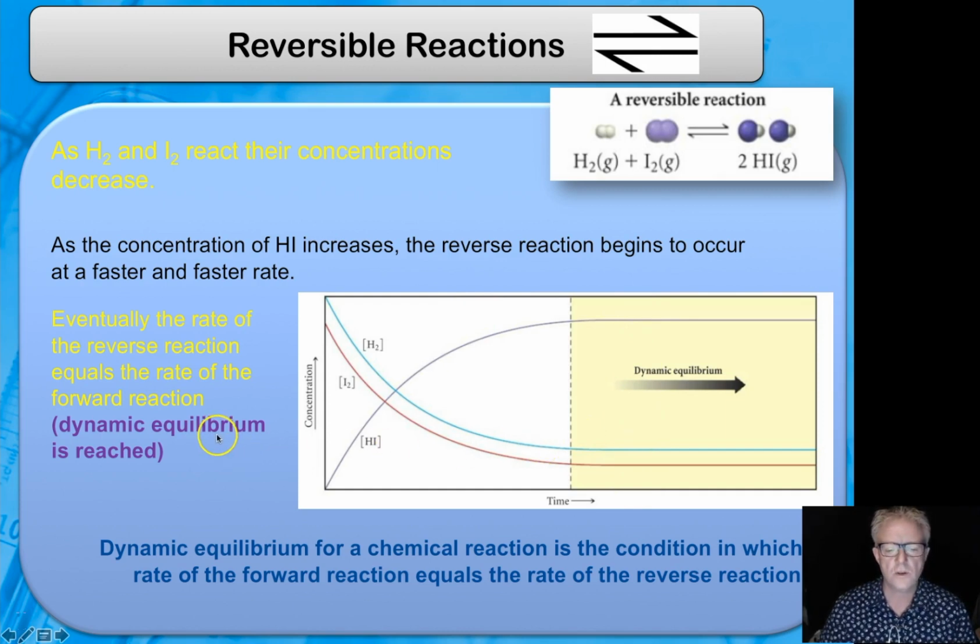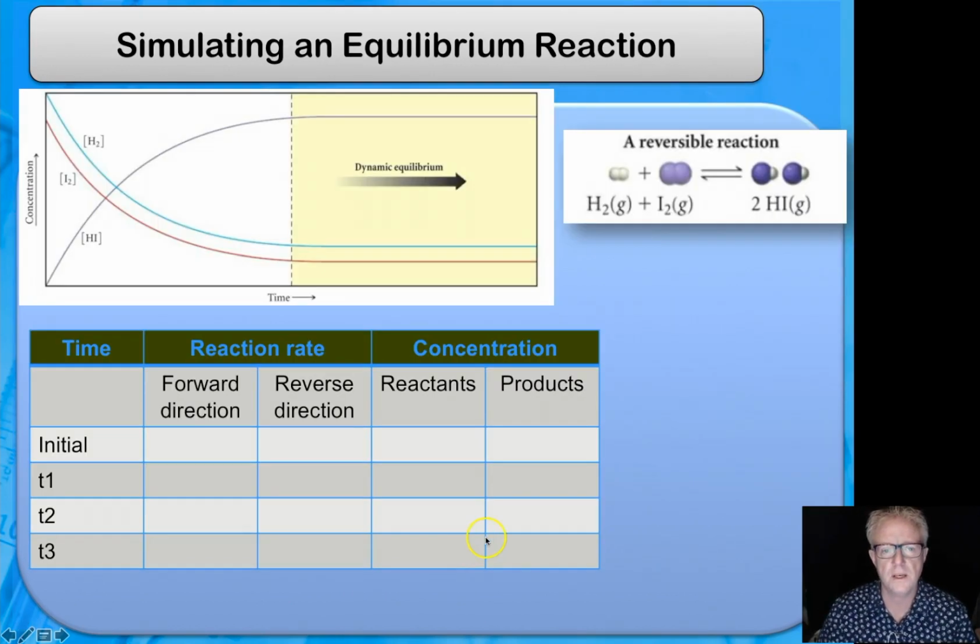Okay, and so by definition, a dynamic equilibrium for a chemical reaction is the condition in which the rate of the forward reaction equals the rate of the reverse reaction. Right, so let's just think about how you could demonstrate this in a lab.